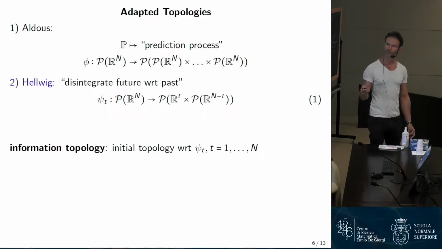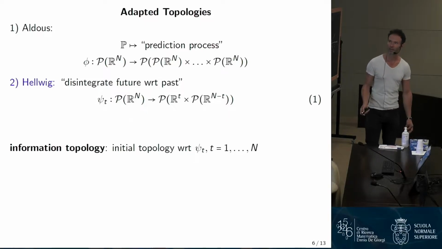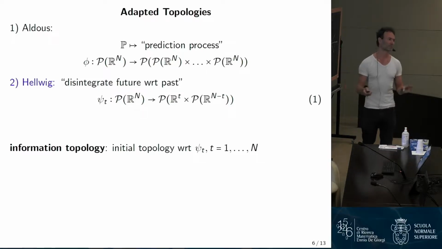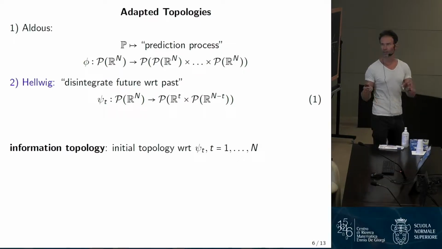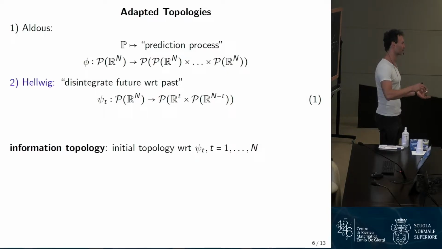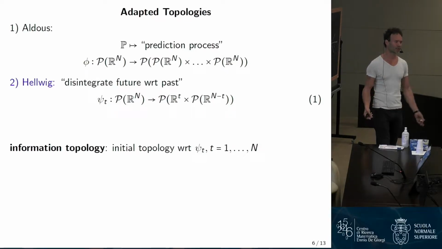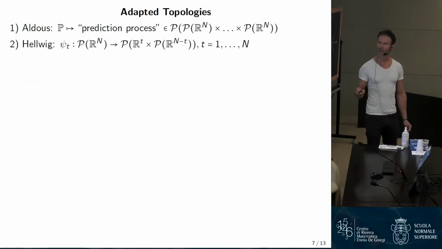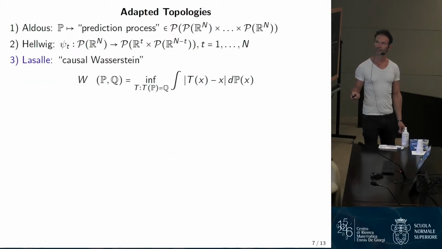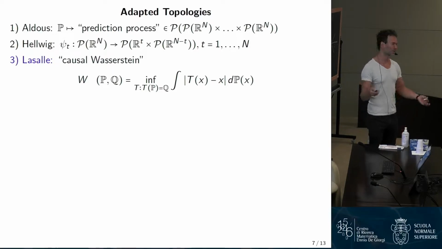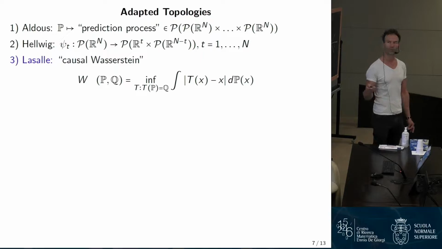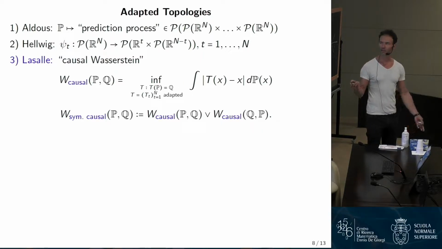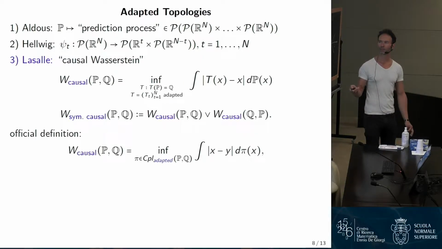And then there is the German economist Martin Hellwig, and he is in a way doing something similar. Again, he is taking a process and making more complicated processes out of it, pulling back a topology. And again, he gets an extension of the weak topology. Rémi Lassalle calls this causal transport. He's doing something similar to what we have seen before, just symmetrizing on a different level.